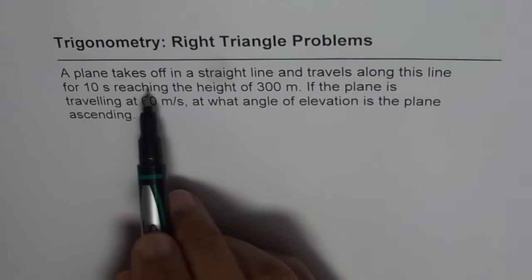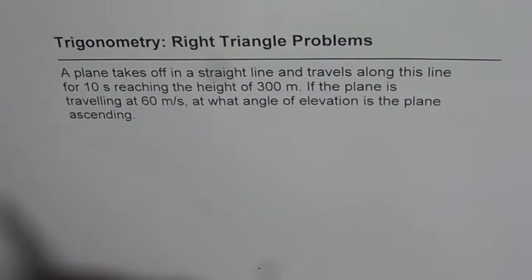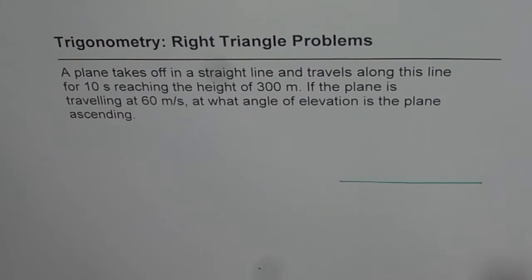A plane takes off in a straight line and travels along this line for 10 seconds, reaching the height of 300 meters. If the plane is traveling at 60 meters per second, at what angle of elevation is the plane ascending? So let's make a neat sketch to understand the question.